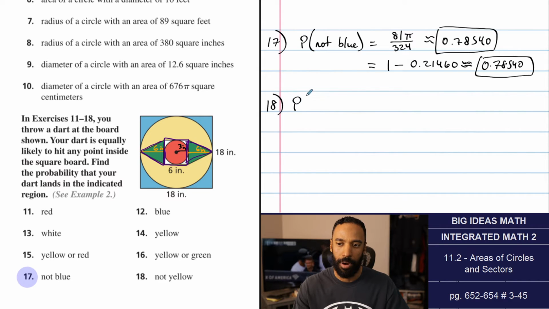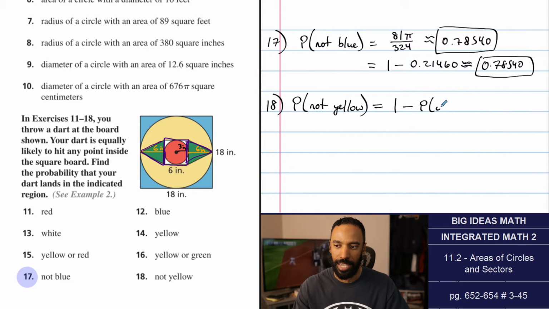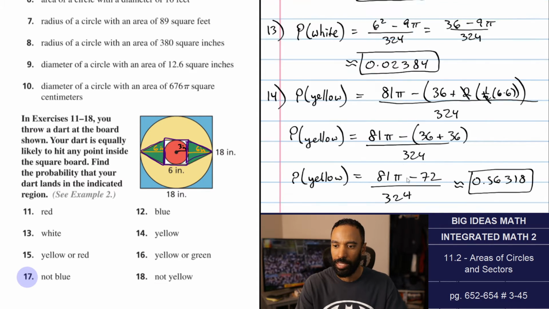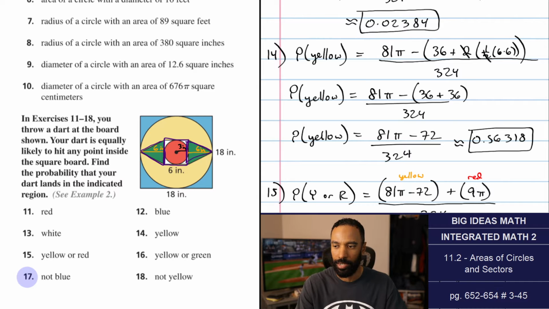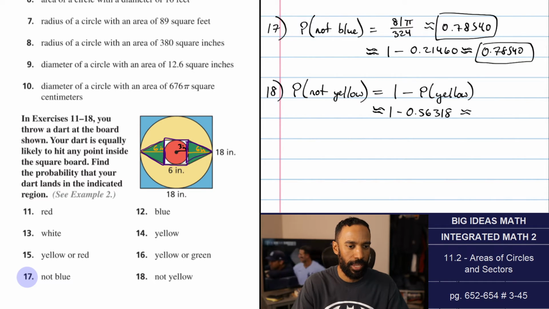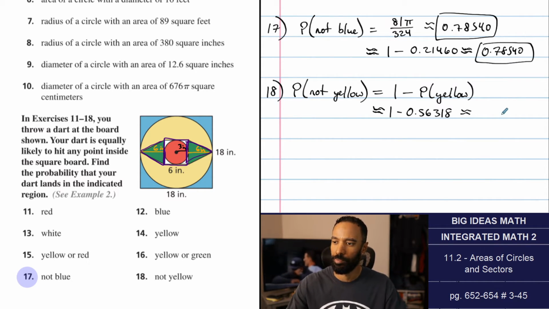So number 18, probability of not yellow, let's do 1 minus the probability of yellow, because I had to do a lot more calculations with that. It's not like I want to do, let's do the blue plus the green plus the white plus the, like that. Let's just take the yellow that we already found here, 0.56318, and I know it's rounded, but we're only using one rounding value within there, so we're good in a subtraction. So 1 minus 0.56318, and we're getting 0.43682.